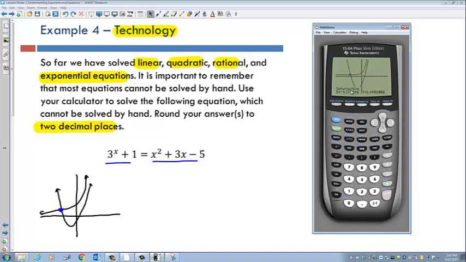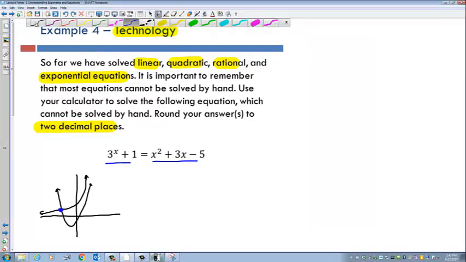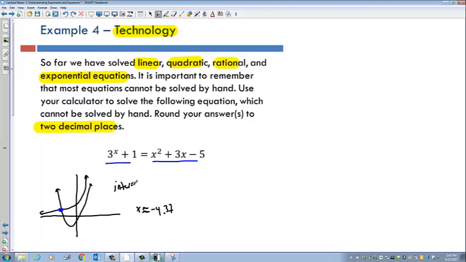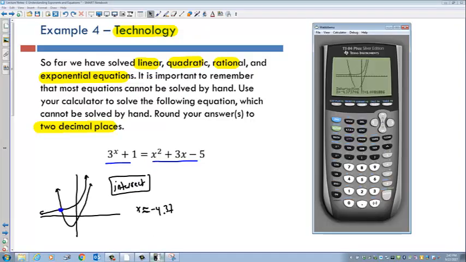And so to 2 decimal places, x would be negative 4.37. So my x value, x is approximately negative 4.37. And we should say kind of what we did here, we used intersect. Right, so we used the intersect to actually find that.